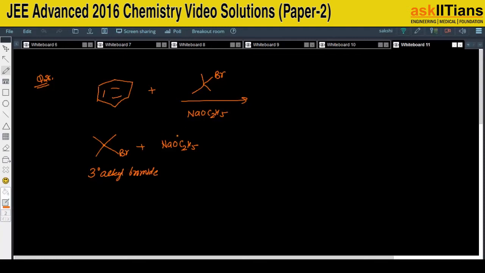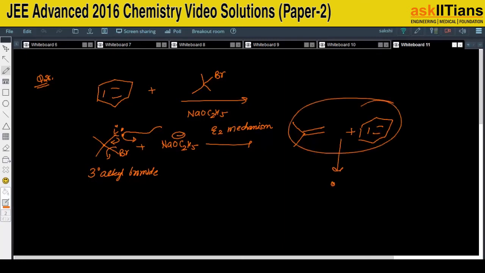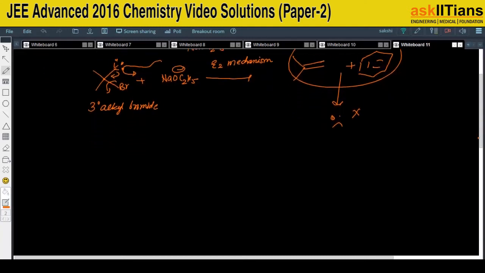This in the presence of NaOC2H5 will undergo the E2 mechanism, and if it undergoes E2, it will abstract one of the hydrogens, the base will come here and the bromine will go away. That means you will be forming a stuff like this. Now if I ask you to do its reaction with benzene, it is not going to show any reaction in this particular case. That means A will not be the answer among all the options that have been given to us.